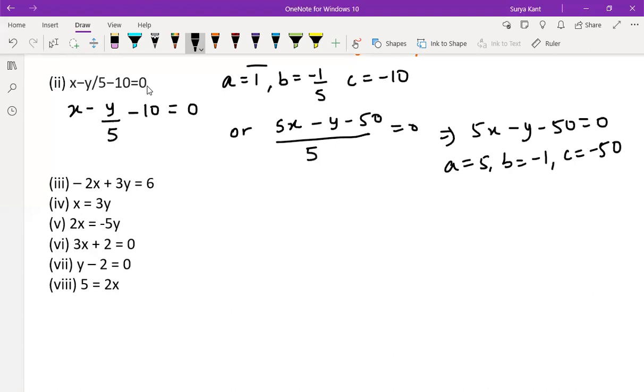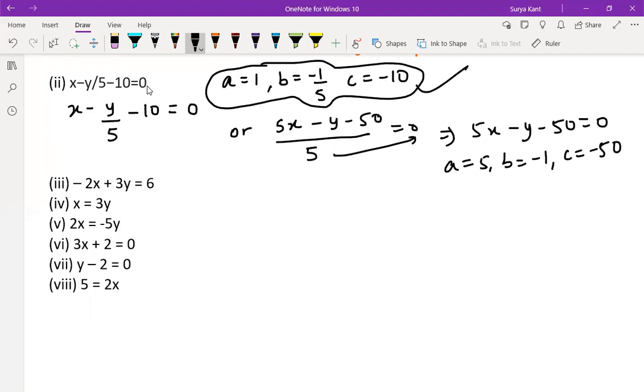But in the answer, they might have given this answer only, if you see the NCERT textbook. So then where did the divided by 5 go? Here I told you, this 5 went to this side. If you go, what will happen? 0 into 5 is what? 0 only, no? Yes, sir.